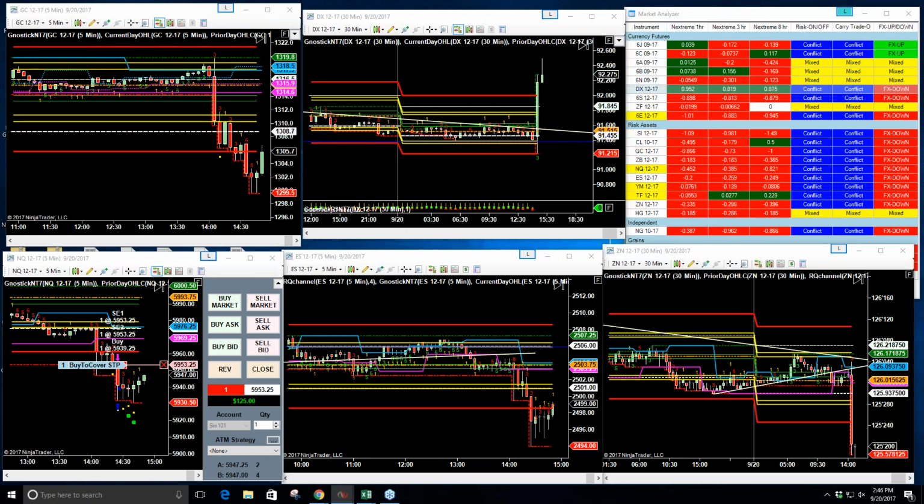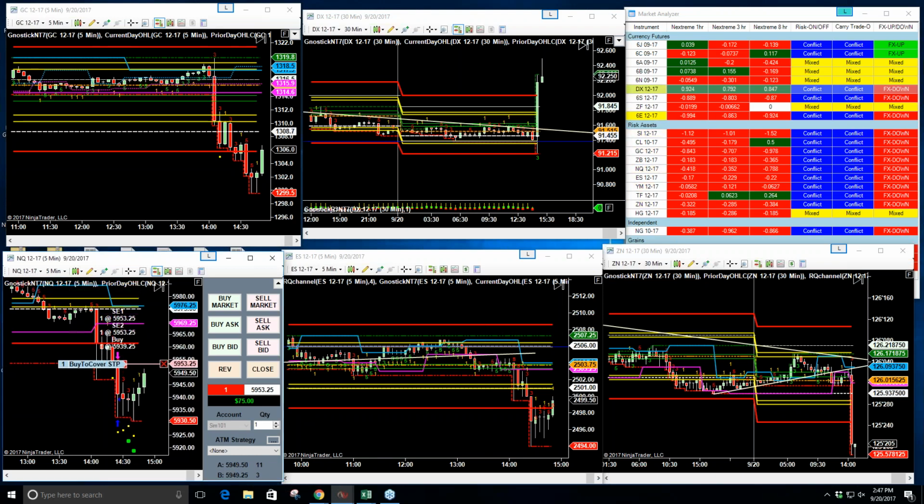NASDAQ pulling back. So gold, top left chart. NASDAQ is the bottom left. We've got that break even on the second contract. It's okay. Things can change on a dime here. She's still speaking, so we'll see. It came very close to getting stopped out on that break even, huh?